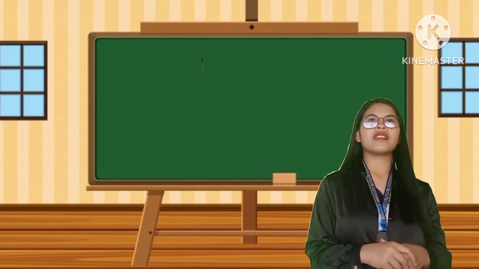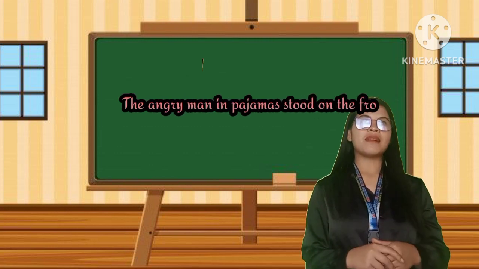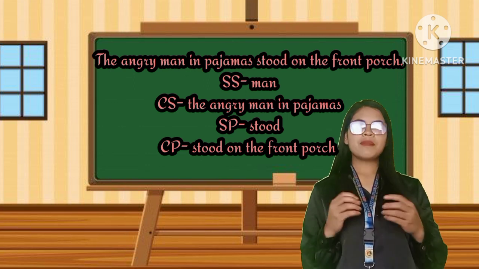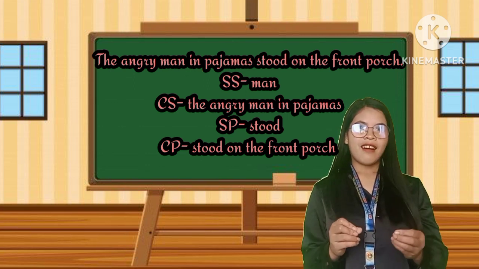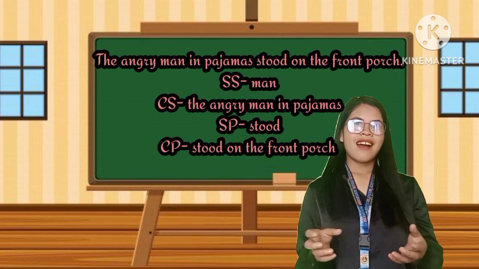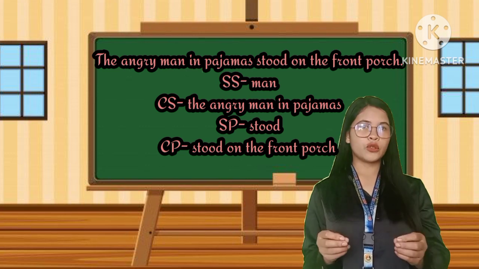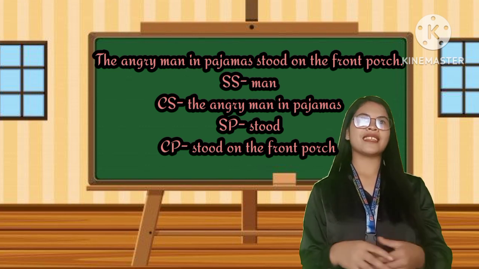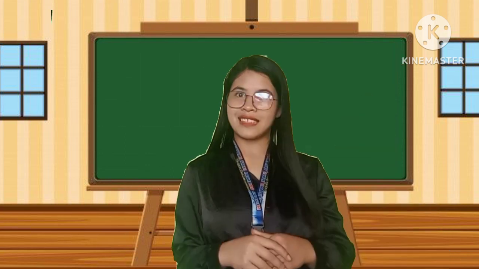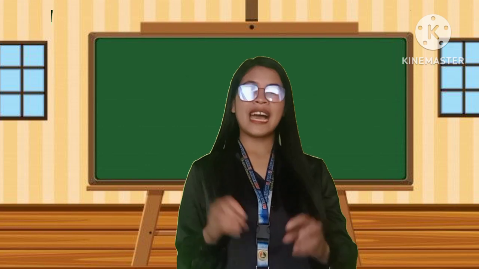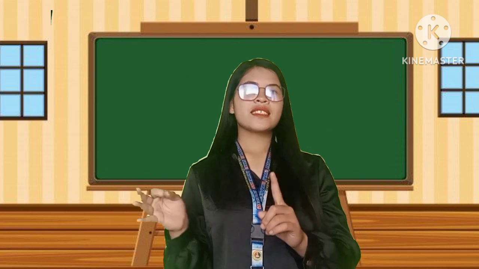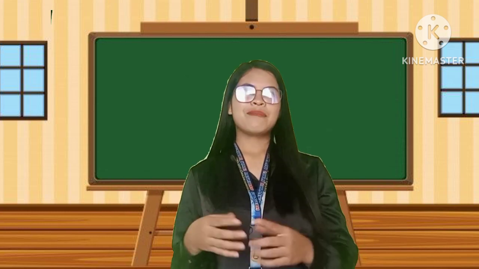Another example is: the angry man in pajamas stood on the front porch. Now, our simple subject here is man. Our complete subject is the angry man in pajamas. Our simple predicate is stood, and our complete predicate is stood on the front porch. So it's easy, no? It's very easy to identify the simple subject, the complete subject, the simple predicate, and the complete predicate in a sentence.